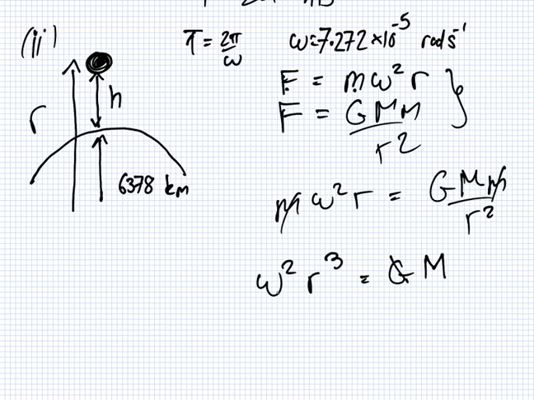So M is omega squared R cubed over G. But we don't know this. We need to find it. Yeah, but that's with the Earth.